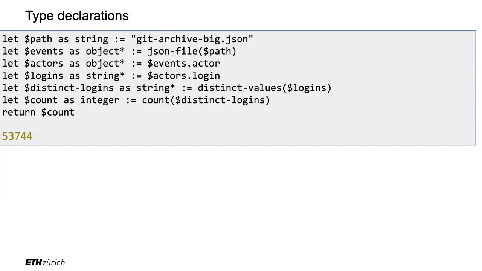If you don't want, you don't have to. So this here, what I did is I just took a query that I've shown you before, and I just added type information. Path is a string. Events is a sequence of objects. This little star means any number of. Actors is a sequence of objects. Logins is a sequence of strings. Distinct logins is a sequence of strings. Count is an integer. And now I'm safer because if the types are not satisfied, I'm going to get an error, and then I can fix it. So it's safer, basically, to add types in there.